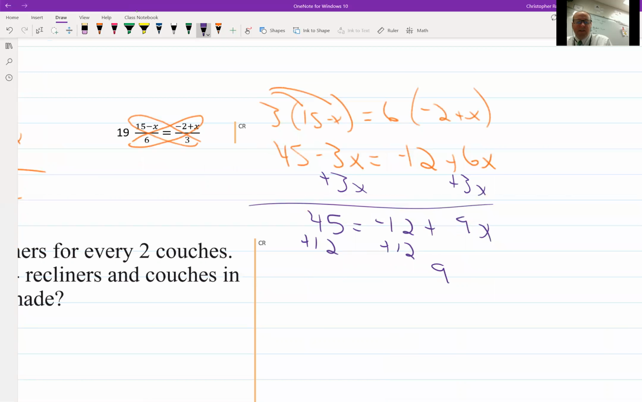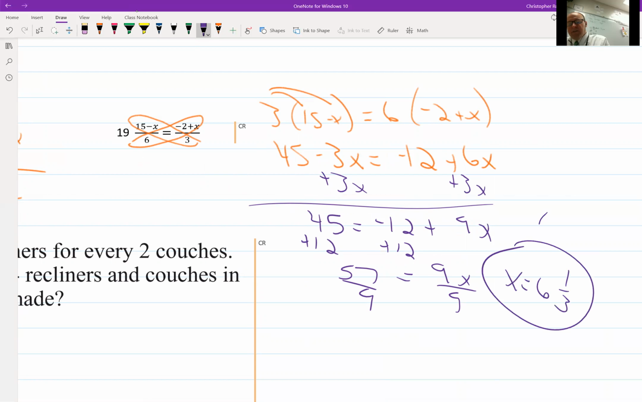So 9x equals, we got a 7 here and a 5 there. We're going to divide by 9. Let's see, is 57 divisible by 9 at all? Yeah, we can make it 6 1/3. Okay, if you had 6.3 repeating, we're in the same boat, okay?